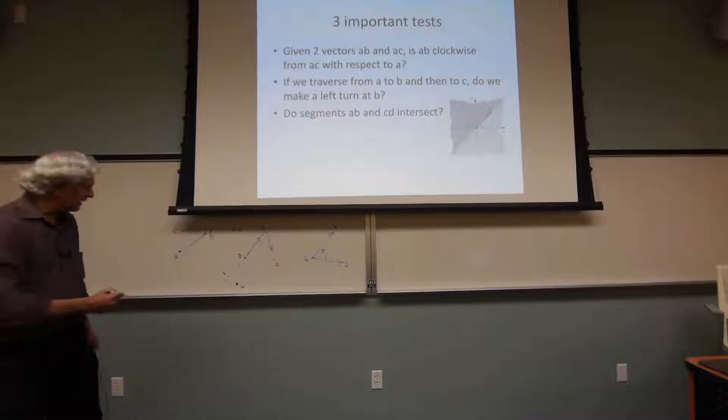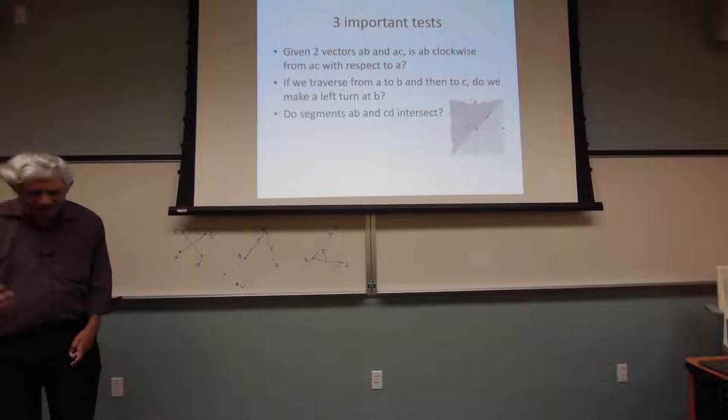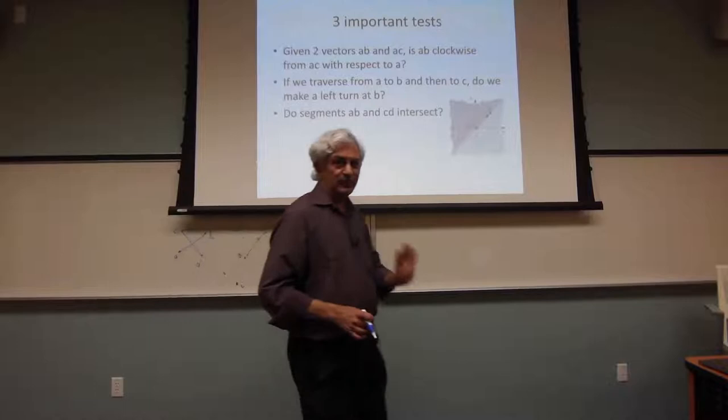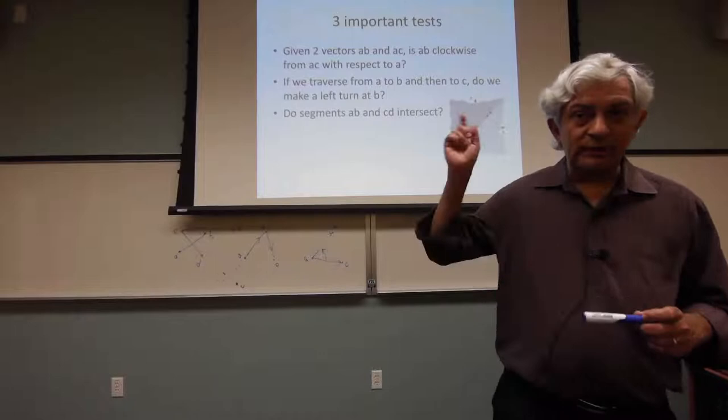If D had been here, then they do intersect. And in which case, you may or may not want to find the point of intersection. That's less important. Here, we are simply asking the question, do they intersect? Okay. We're going to try and solve all three problems.